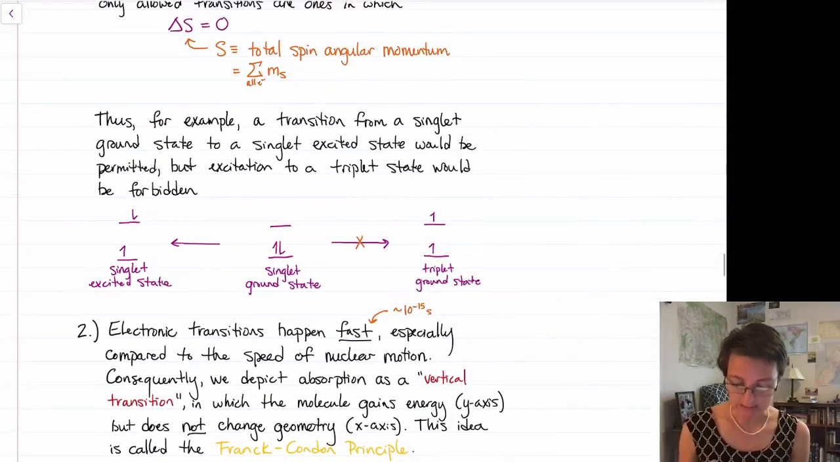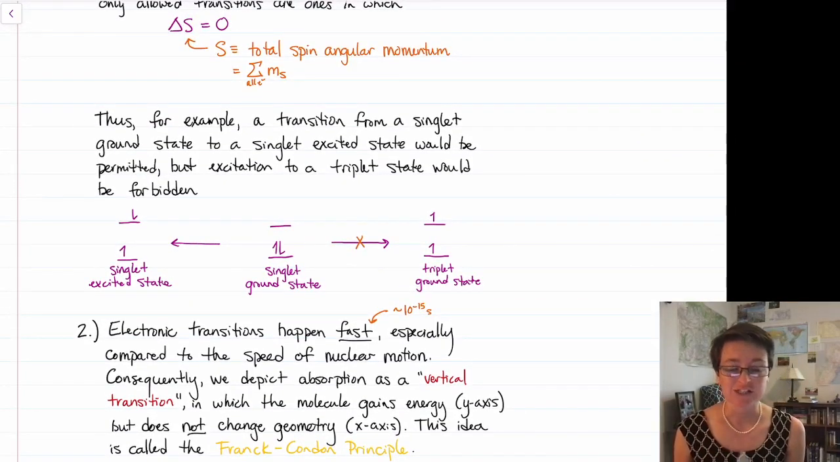A second principle that we need to be aware of is that electronic transitions happen fast. 10 to the negative 15 seconds is, from a molecule's perspective, near instantaneous, and that is way faster than the speed of nuclear motion. The implication of this is that we depict absorption as a vertical transition, meaning that the molecule gains energy. We change our position on the y-axis, but it does not change geometry or its bond lengths, so we don't change things on the x-axis. This idea is called the Franck-Condon principle.